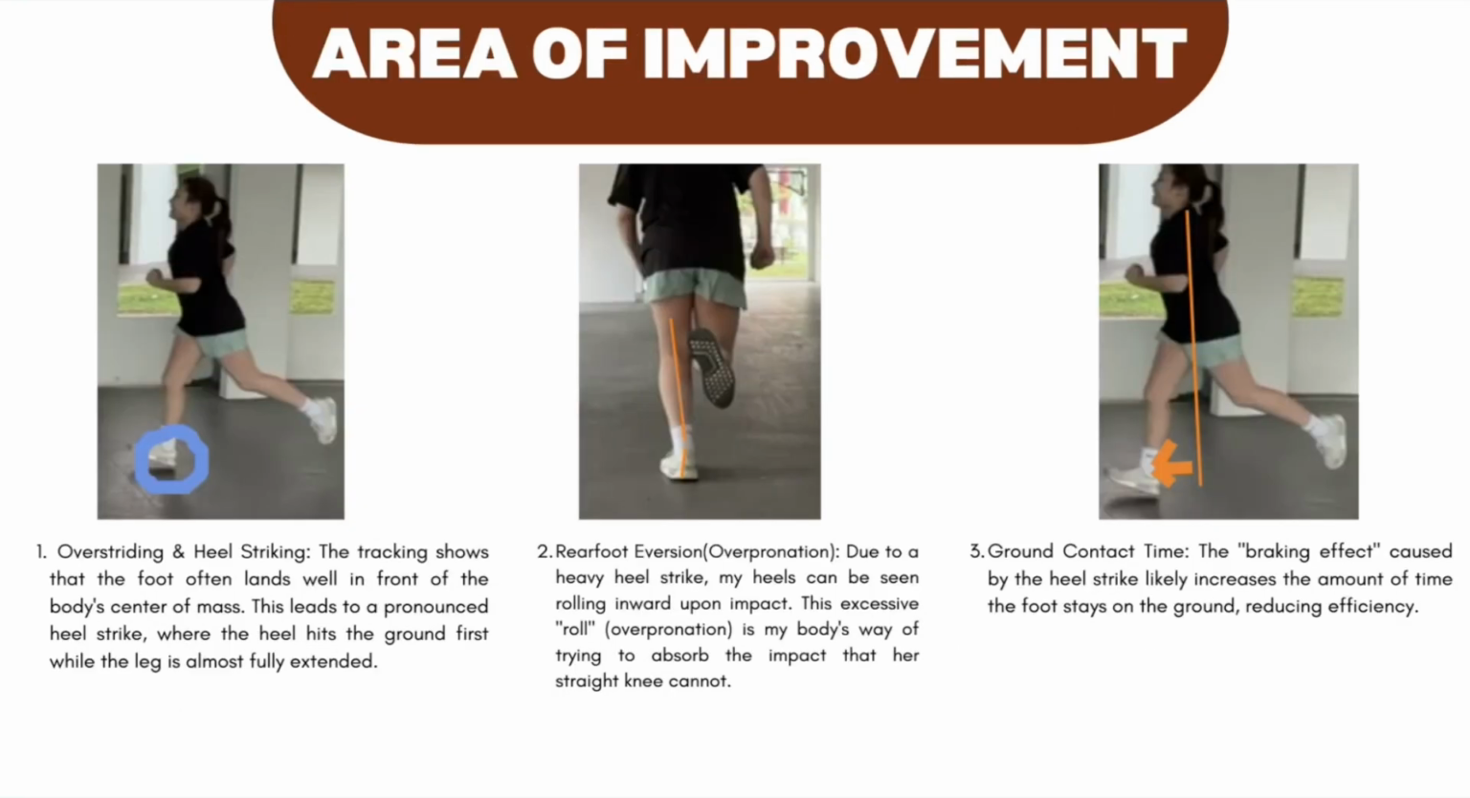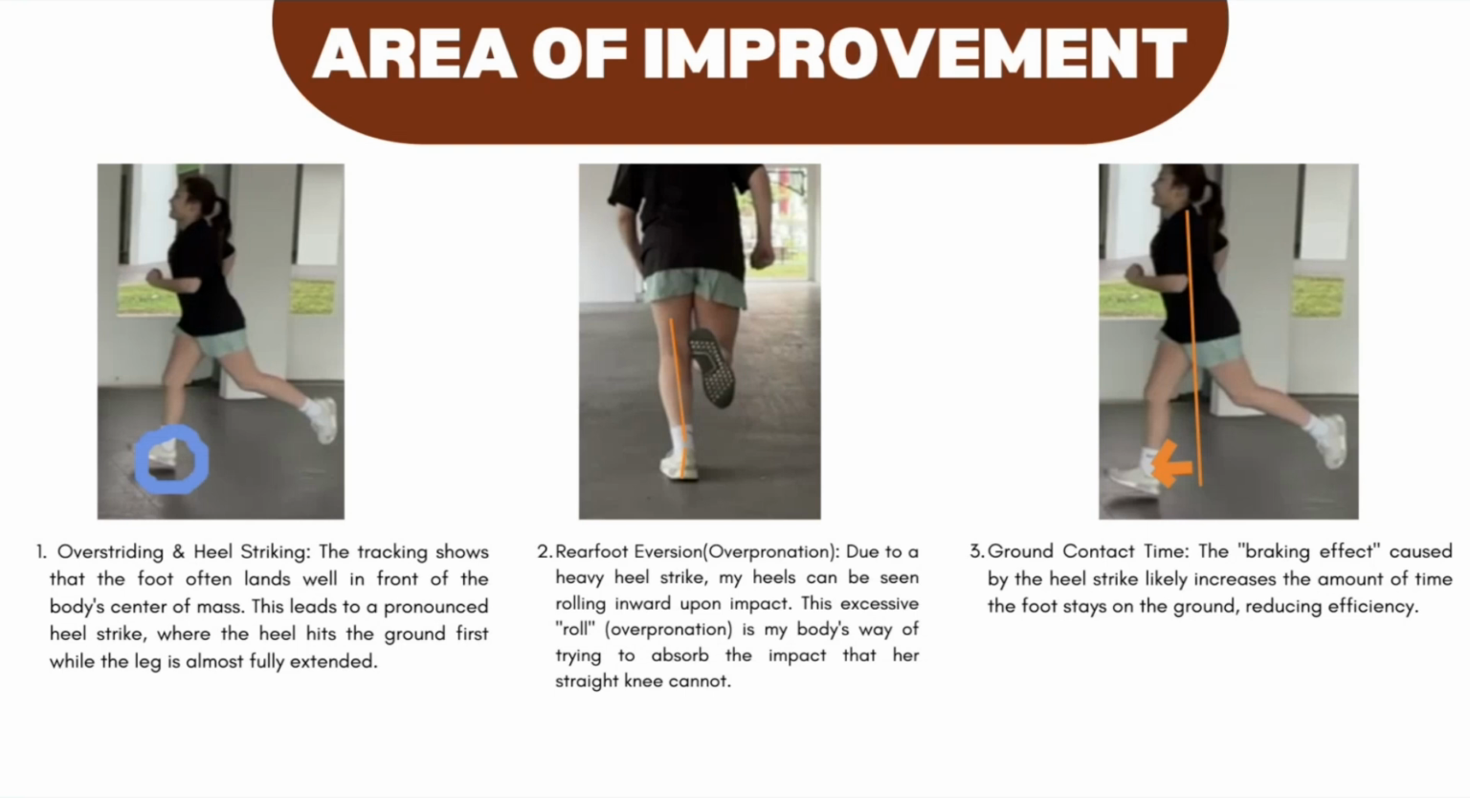As for my area of improvement, I'll be going through three of them. Firstly, it will be overstriding and heel striking. The tracking shows that the foot often lands well in front of the body center of mass. This leads to a pronounced heel strike where the heel hits the ground first while the leg is almost fully extended. Secondly would be the rear foot eversion, which is called overpronation.